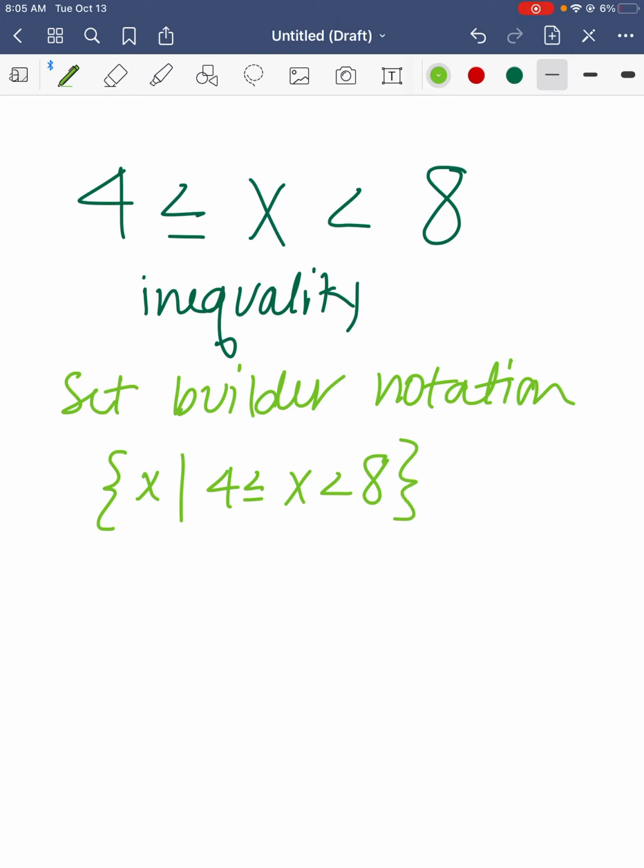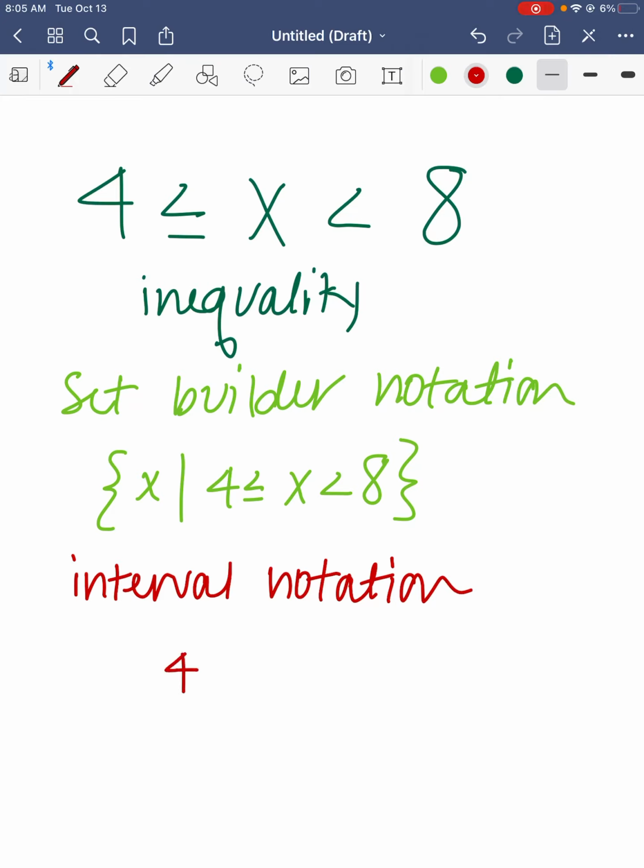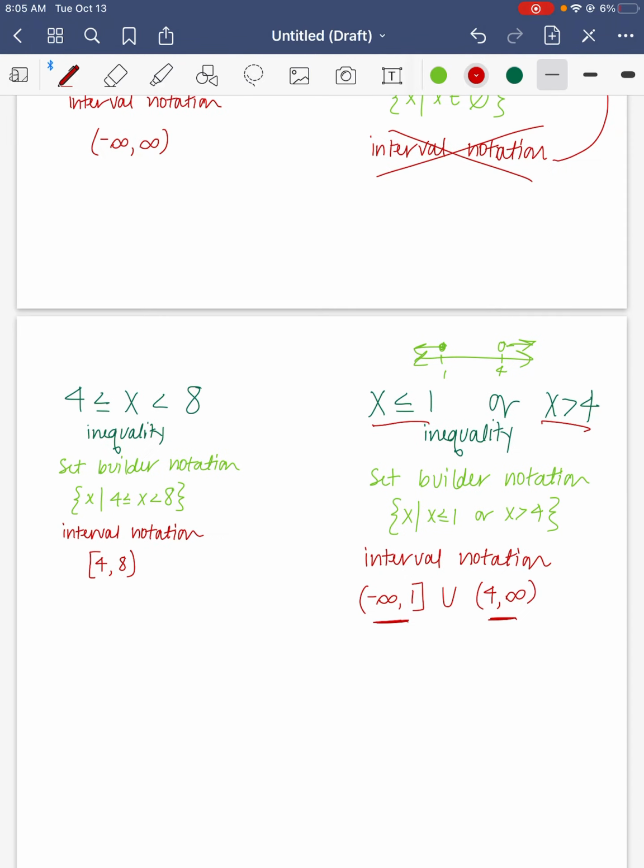Okay, then in interval notation, we're going to look at the lower bound. So x is greater than or equal to 4, so it can't be less than 4. So 4 is going to be our lower bound. And it's less than 8, so it can't be bigger than 8. So 8 is going to be our upper bound. We're going to have a bracket over 4 because it is included, and a parentheses over 8 because it's not included. And that is interval notation for this type of AND inequality.